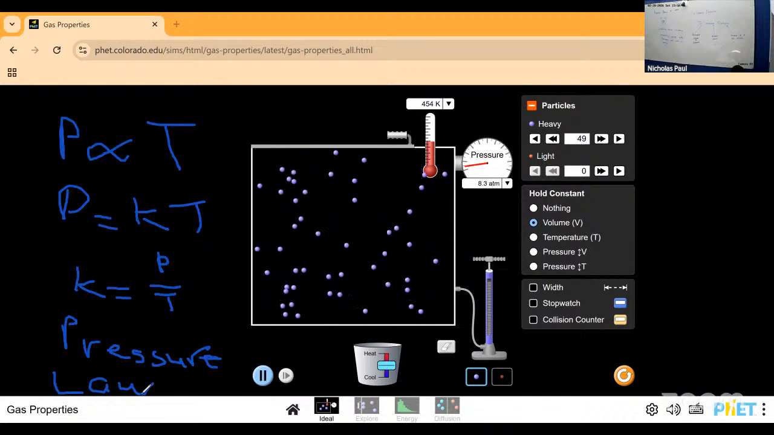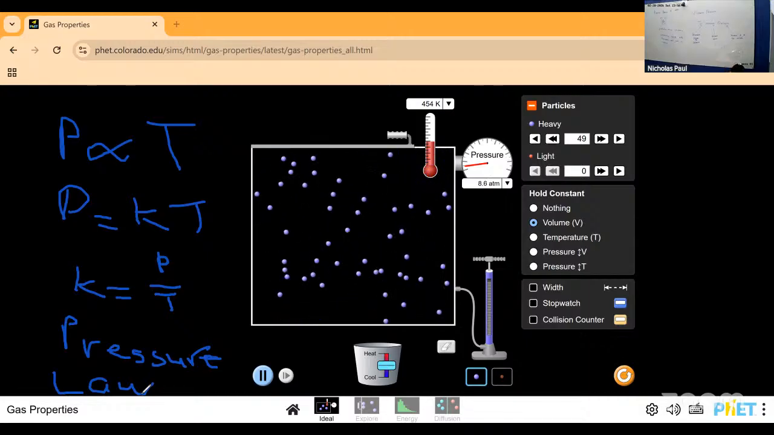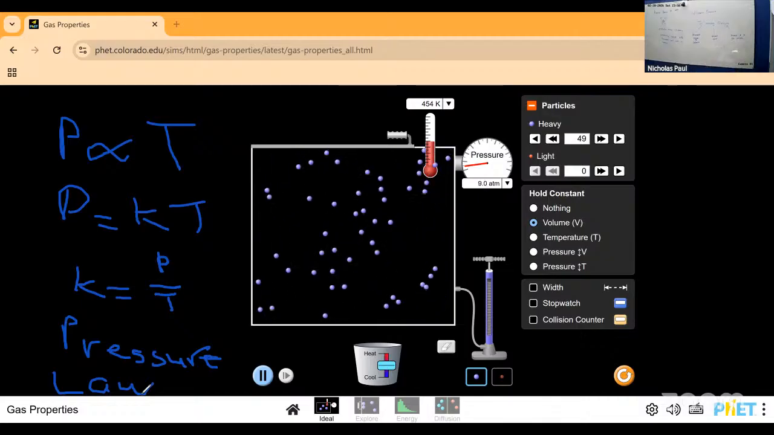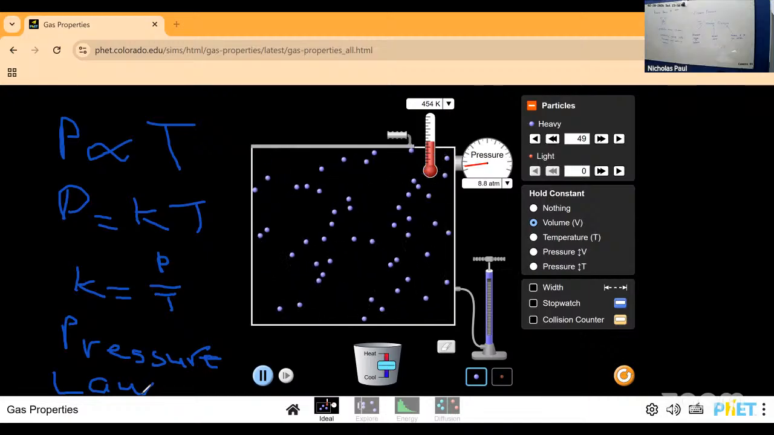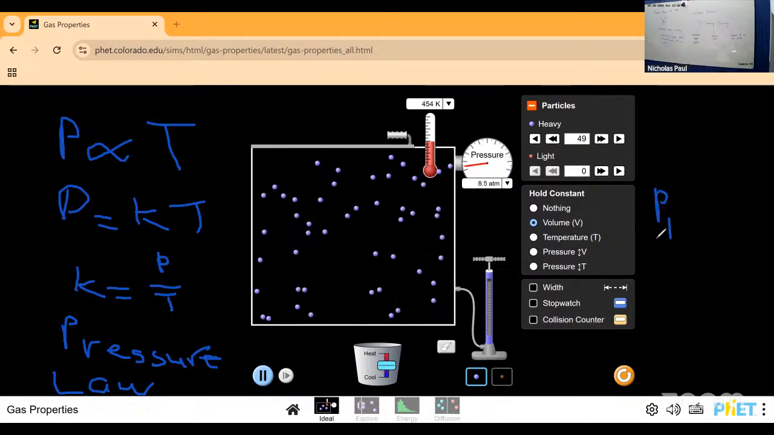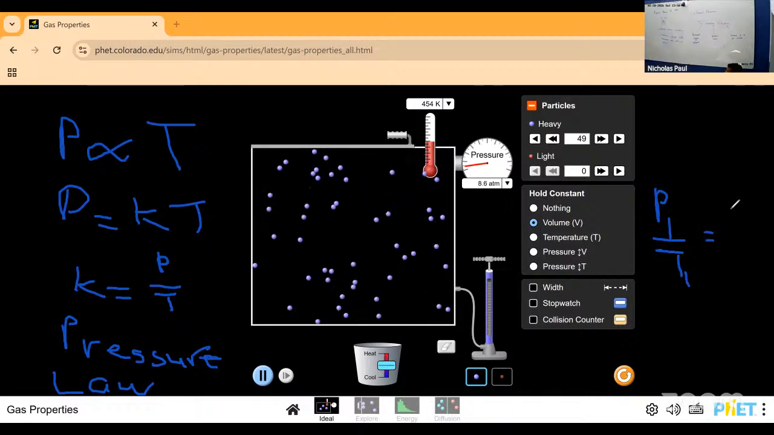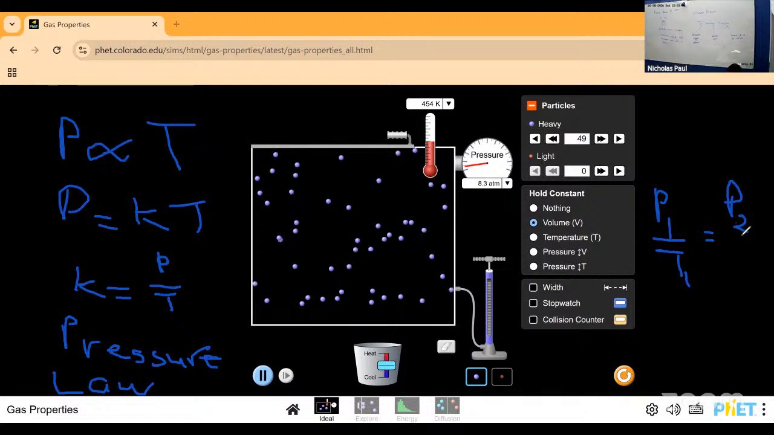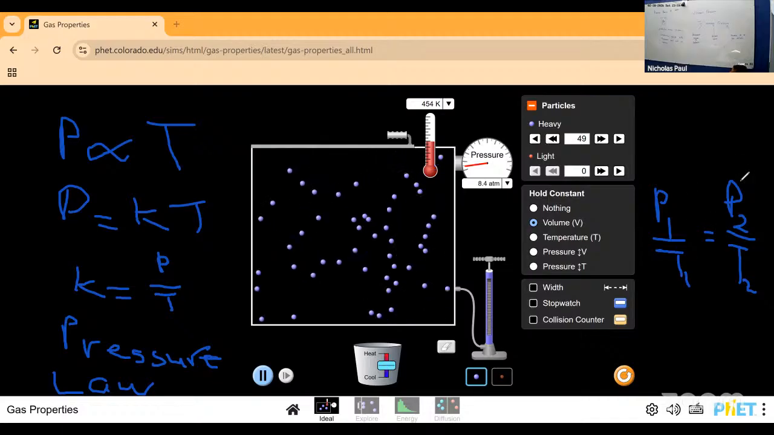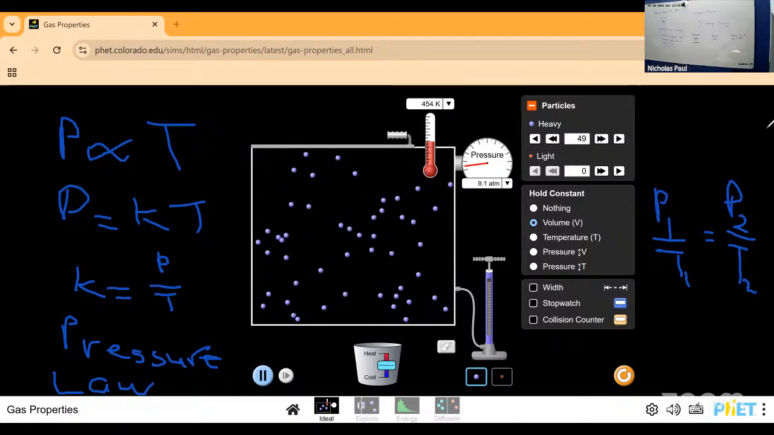Kelvin is a unit. So head it up pressure law, and you can write that in blue, and I'll write the formula here for you. The formula is P1 over T1 is equal to P2 over T2, with volume staying constant. Copy that down. That is your pressure law.